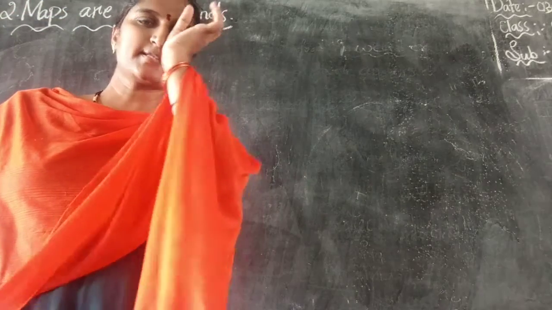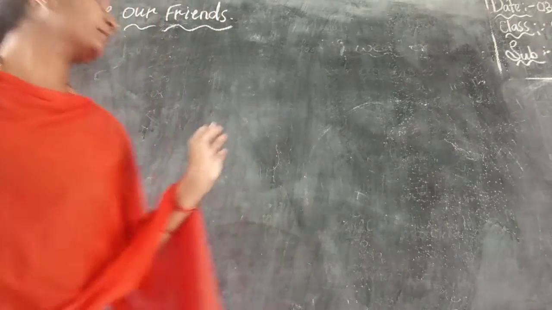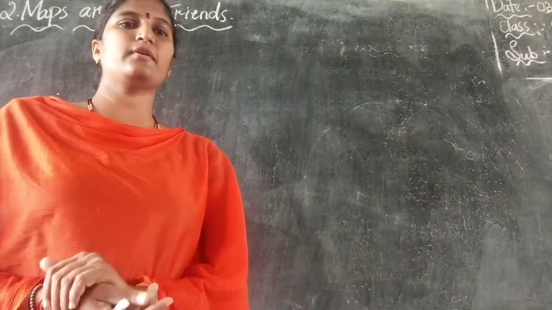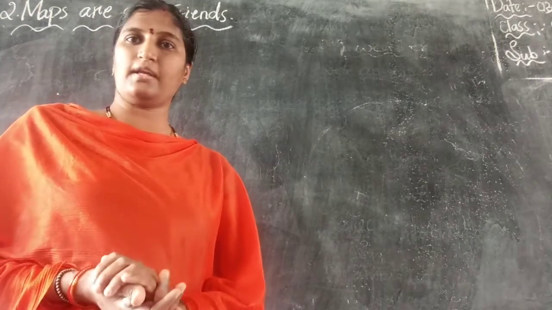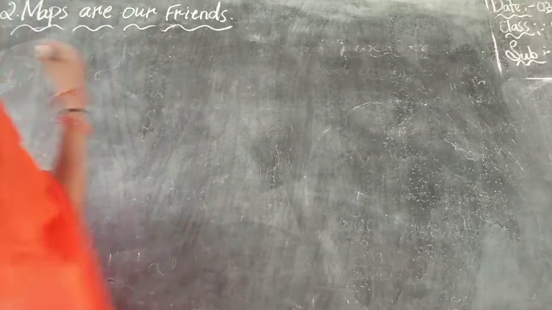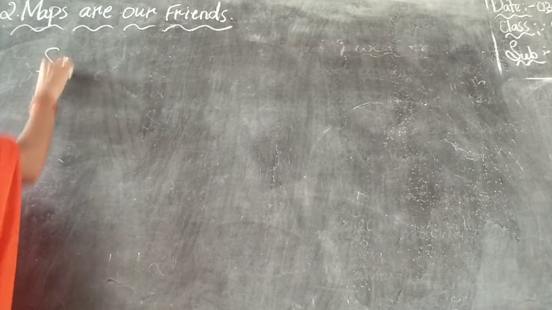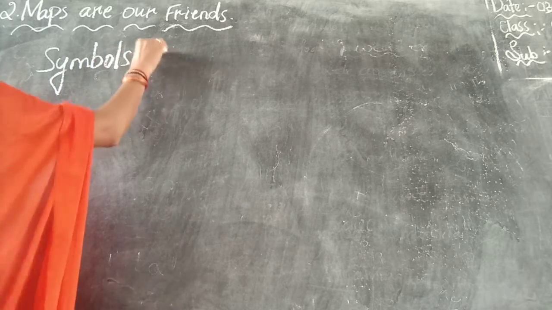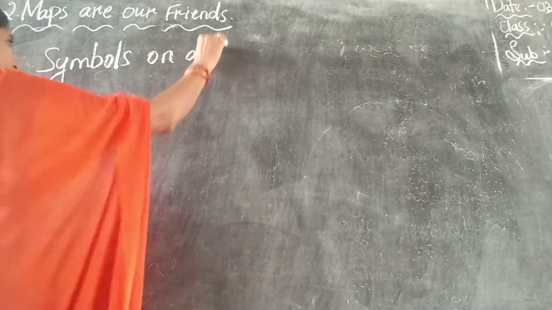Dear children, now let us continue with the lesson. The second lesson, maps are our friends. So already we discussed in this lesson. So today we are going to discuss about symbols on a map. Symbols on a map.